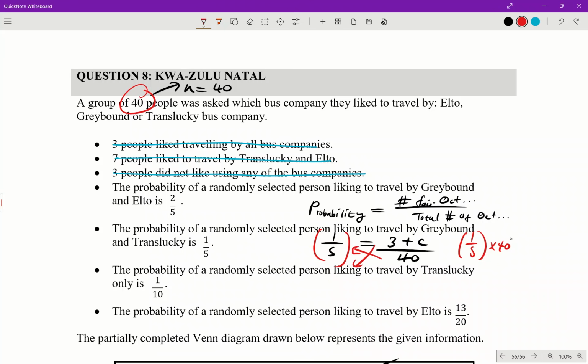Understand? So it means you have 3 plus C. Take 3 to your left. Look what's happening there. You have minus 3 equals. Take out your calculator. Grab your calculator now. Let's punch this: multiply by 40. So that's 8, and minus 3, so we have 5 here. So it means C is 5.